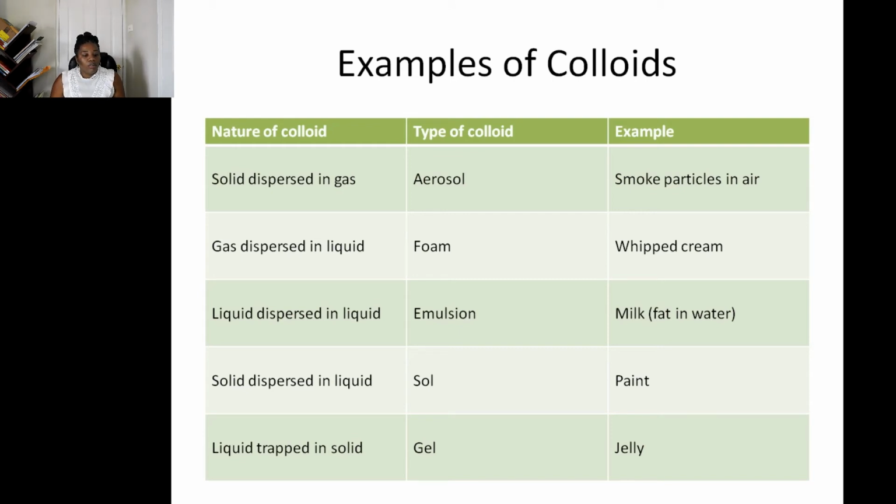The nature of this colloid is solid dispersed in gas, and the type of colloid would be referred to as an aerosol. Example, smoke particles in air. Then you have gas dispersed in a liquid. Type of colloid is foam: whipped cream, shaving cream. Liquid dispersed in liquid. Type of colloid, emulsion, so that's milk. Solid dispersed in liquid, sol. Example, paint. And liquid trapped in solids, gel, and there's jelly that you'll be spreading on your bread and mixing with peanut butter if that's what you like.